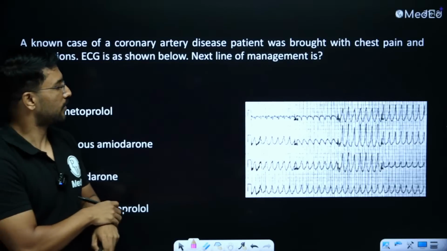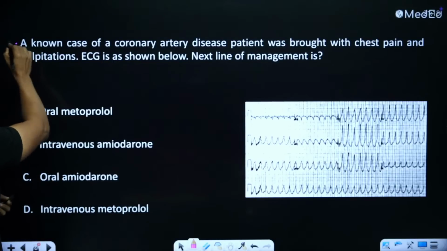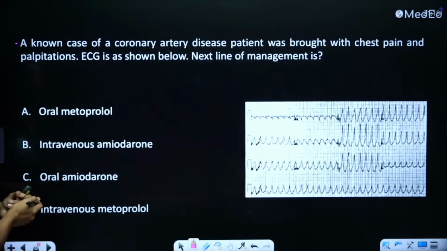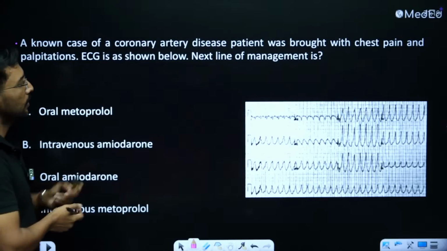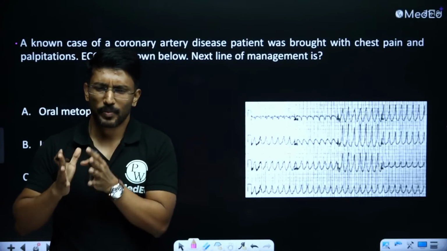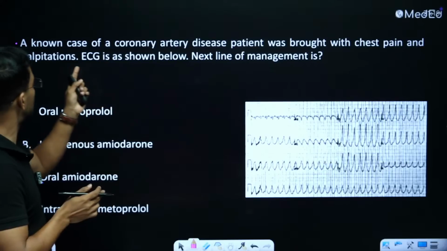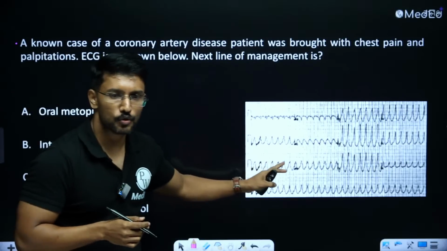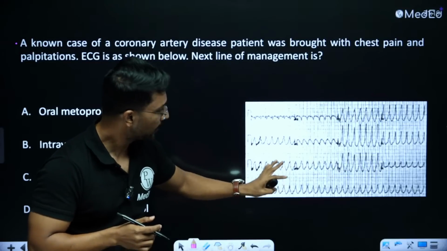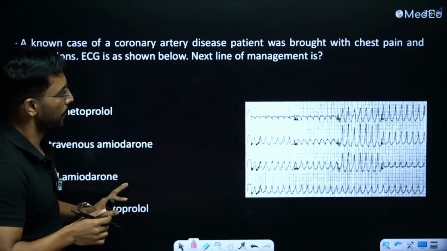Okay, now let's go to the next question. A known case of coronary artery disease was brought with chest pain and palpitations. ECG is shown below. What is the next line of management? So we are dealing with a patient with probably MI. Now he is having palpitations and this is the ECG. I am sure it's not very clearly visible to you. Let me tell you how it looks.